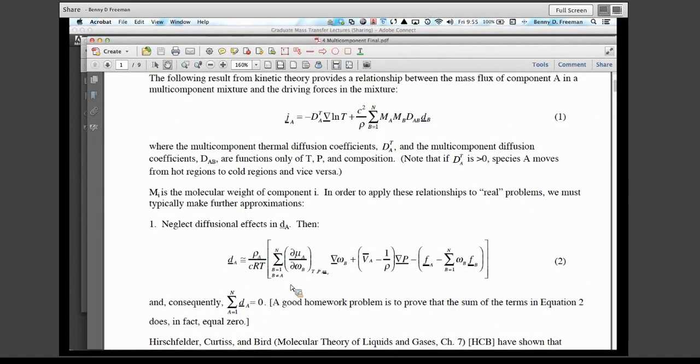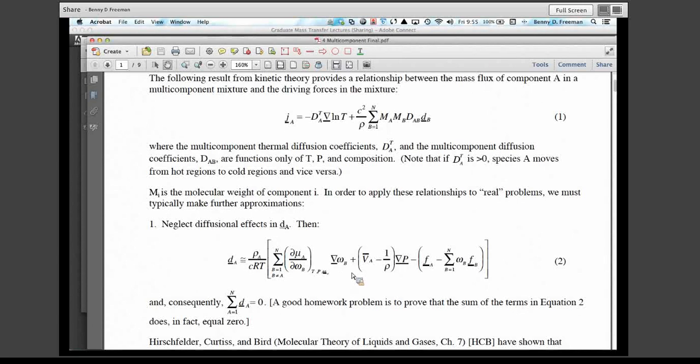This model reflects the possibility that the mass transport of A can be dependent on concentration gradients in all components, and the sum is taken over all components except A. And so if you think about this in a binary situation, if you have a concentration gradient or a mass fraction gradient in component A, it automatically gives rise to a concentration gradient in component B, simply because there are two components and the mass fractions have to sum to 1.